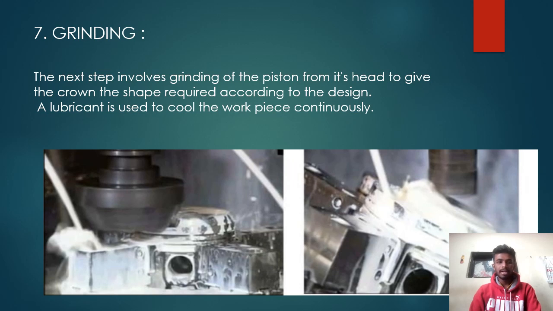So the seventh process is grinding. The next step involves grinding the piston from its head to give the crown the shape required according to the design. A lubricant is used to cool the workpiece continuously. And these are pictures of the grinding process.